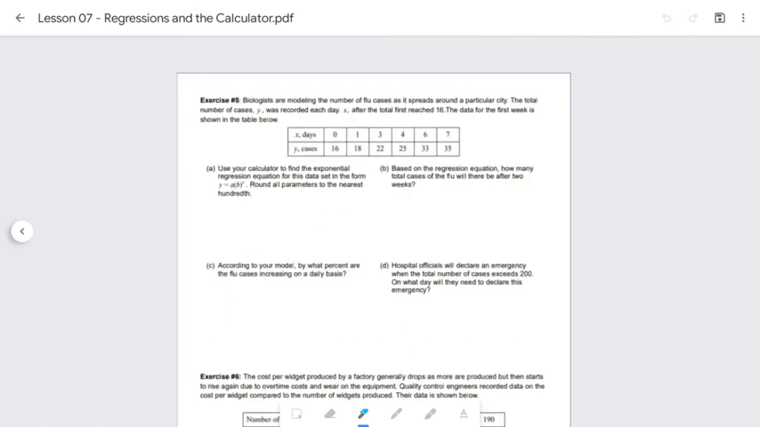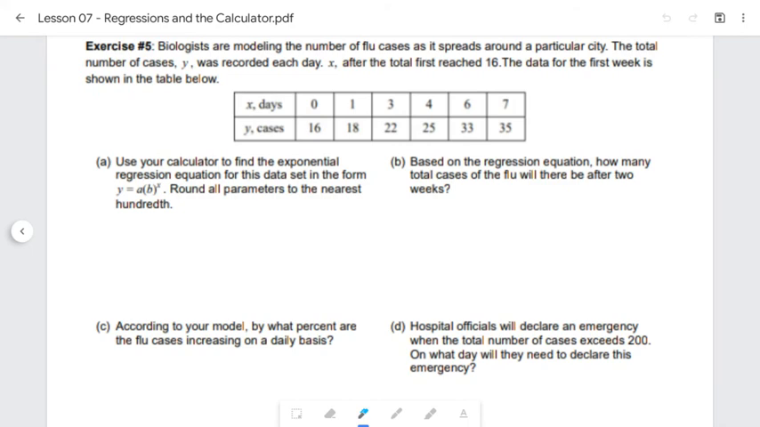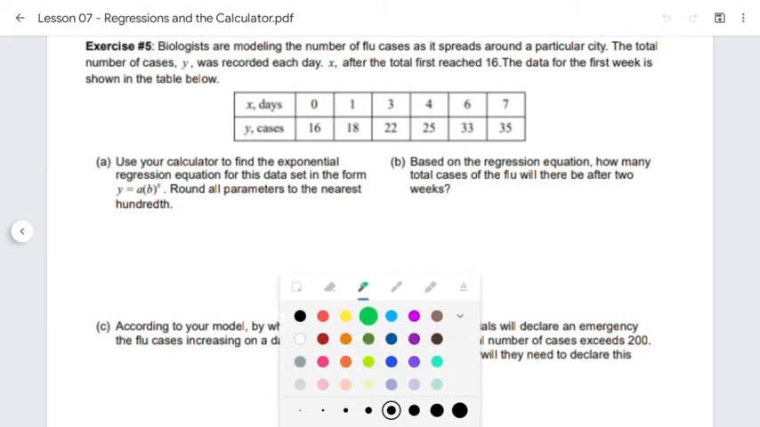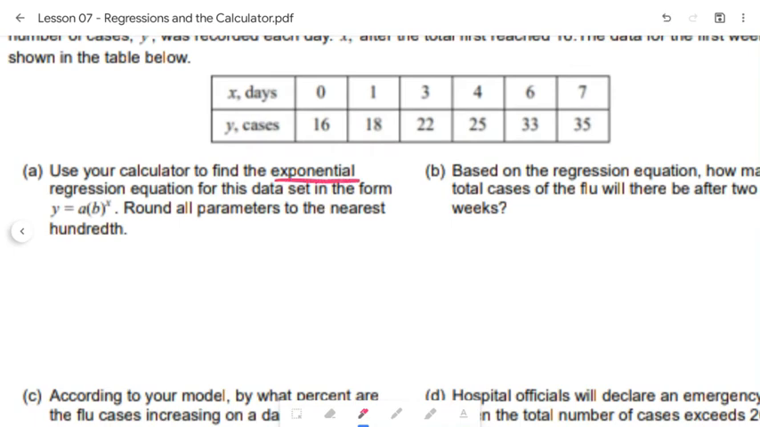So to finish up those ideas, in this case, biologists are measuring the number of flu cases as it spreads about a particular city. The total number of cases, Y, was recorded each day, X, after the total reached 16. The data of the first week is shown in the table. Use your calculator to find the exponential regression. So we're told, you're not going to have to guess here. It's telling us to use this equation and to round all my parameters to the nearest hundredth.